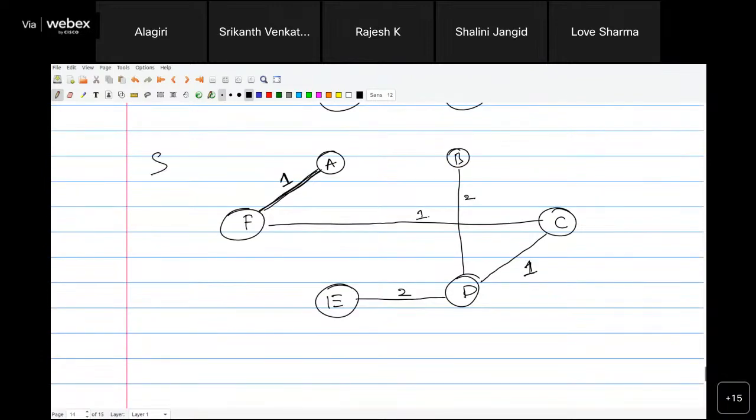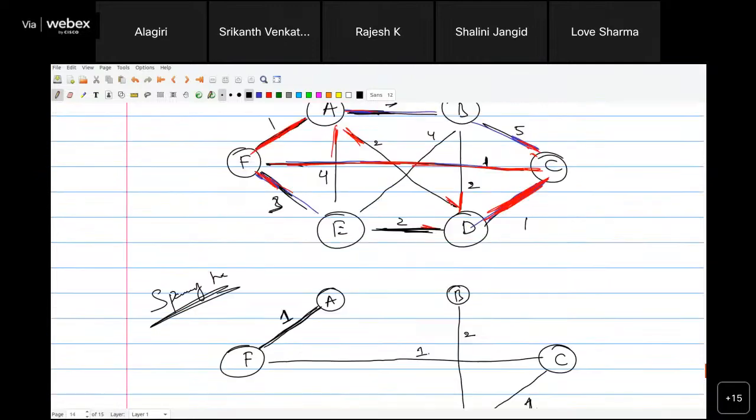This is a spanning tree. We are developing the spanning tree. So if you see right now, the spanning tree looks like this. So A, F, I have vertices A, B, C, D, E, F. And also you can check. So do I have to check further or not?